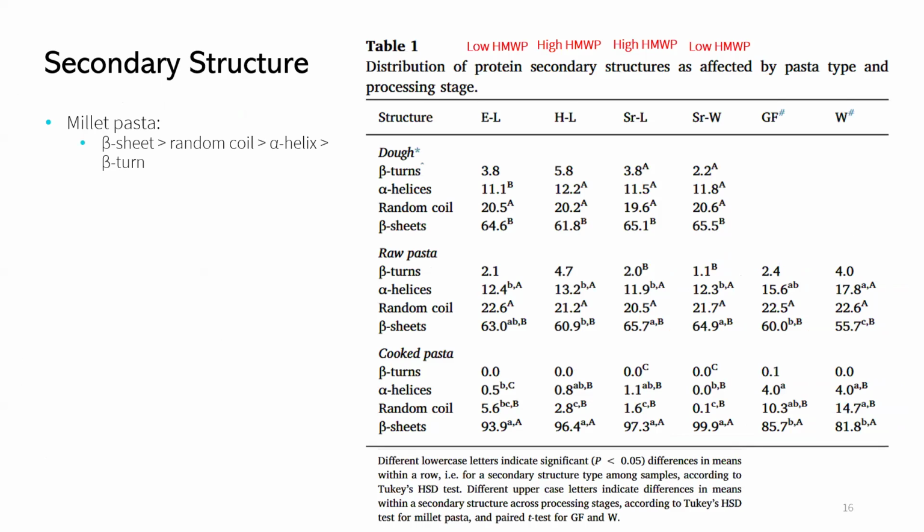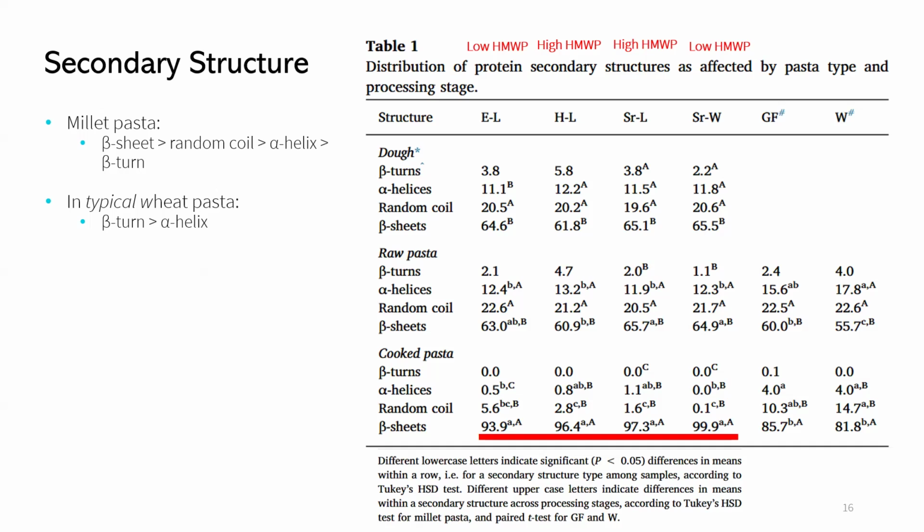Taking a look at the secondary structure, the millet pasta all followed this same pattern of beta sheet, random coil, alpha helix, and beta turn. And same thing for the wheat pasta. In typical wheat pasta, the authors noted that it should be beta turn that's higher than alpha helix, but back to what was in the ingredients of these pastas, which had eggs, and eggs have more alpha helix than beta turn. So that was kind of their reasoning for why the beta turn was not higher for this wheat pasta.